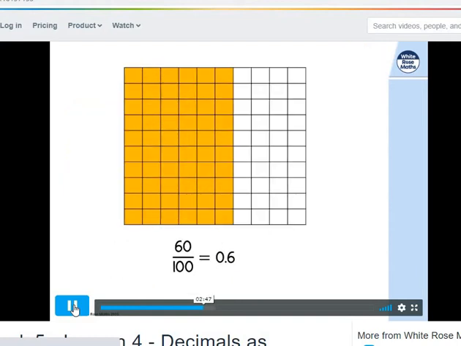But let's have a look at that. We can write 60/100. Why is that the same as saying 6/10? Well, if I could visualize splitting that 100 square into 10 equal parts, I can see that 6 of them are shaded. So 6 out of the 10 are shaded in. So that would be 6/10.